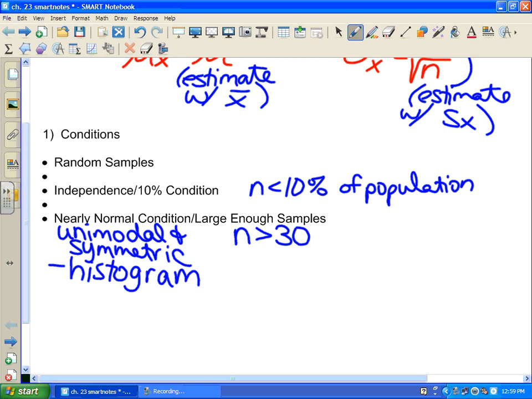Do we have to draw the histogram to prove ourselves, like on the AP test, is that part of it? Sketch it. Yes, probably. Okay. We're not going to check any conditions today, though. Is that okay? Yes. We are going to go.